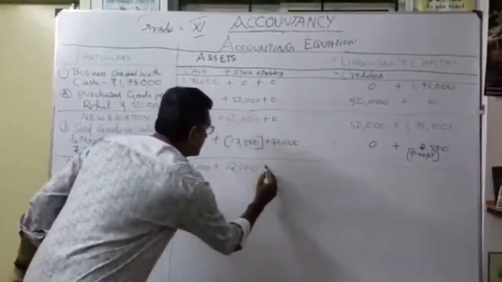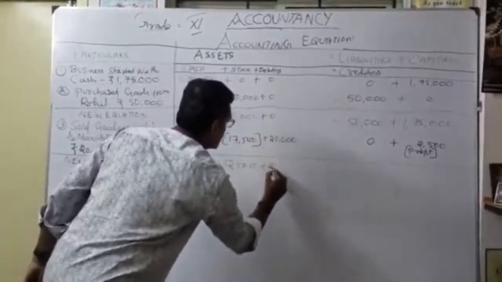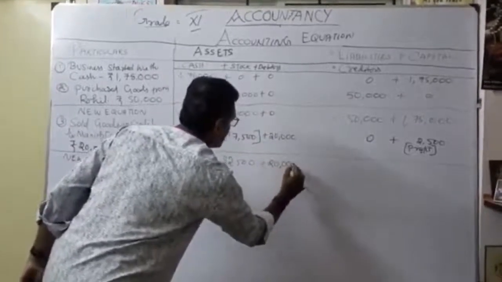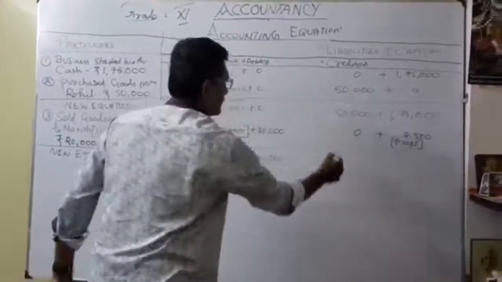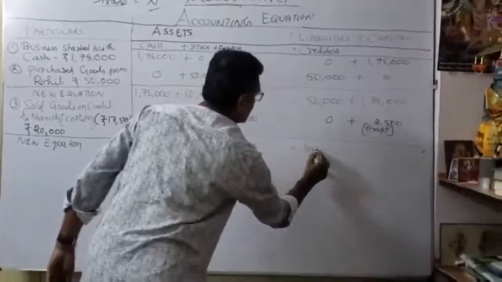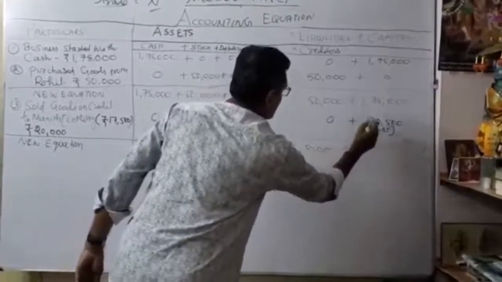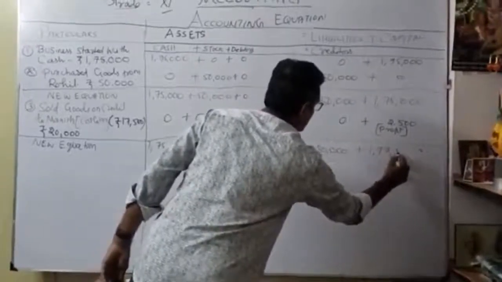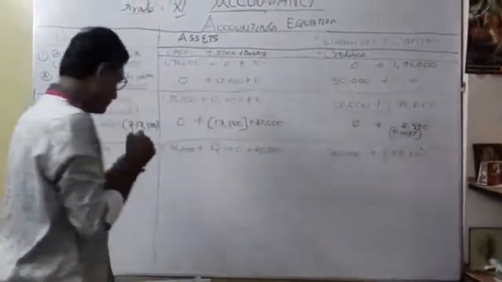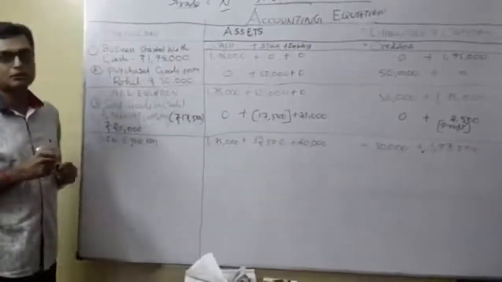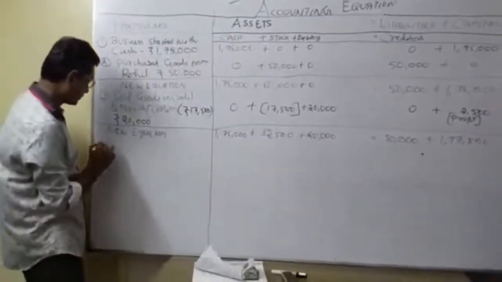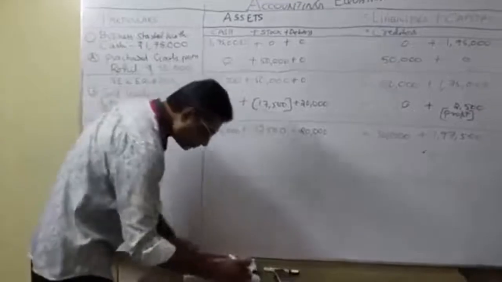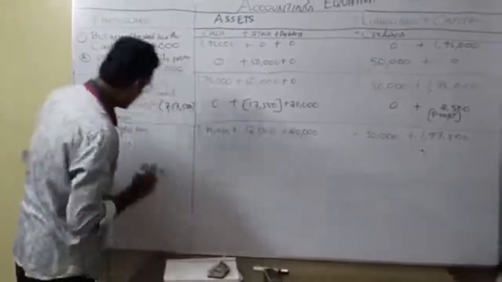So here our debtors 20,000. That's why the alignment is very important. So is equal to, same, my creditors repeating here, 50,000. Now my capital becomes how much? 1,77,500. That's the new equation. So very important. Okay. Now move to the fourth transaction. What is that? Purchase furniture for office use.